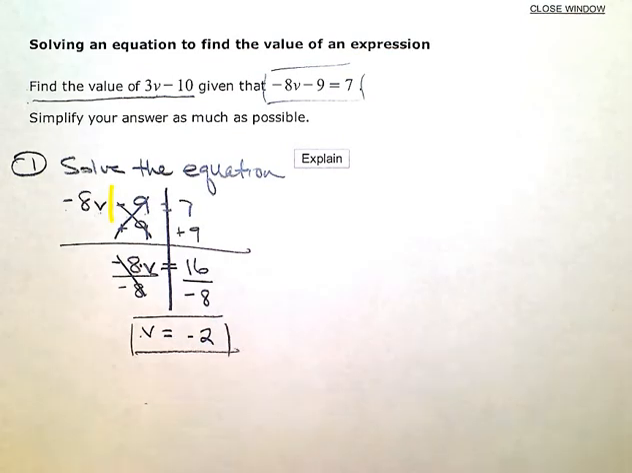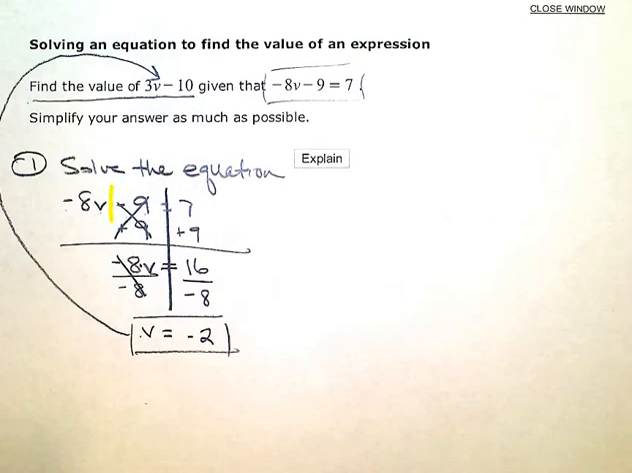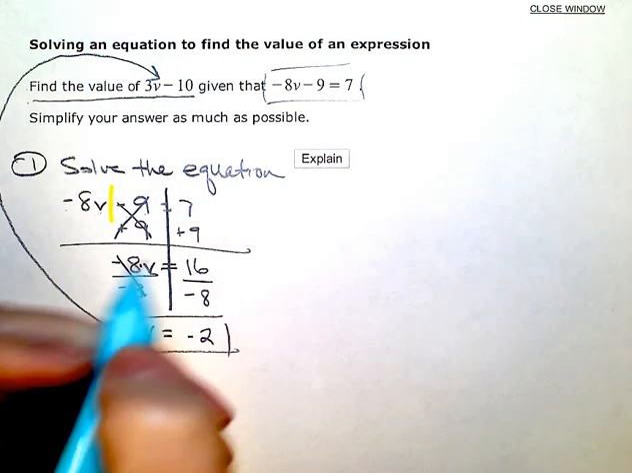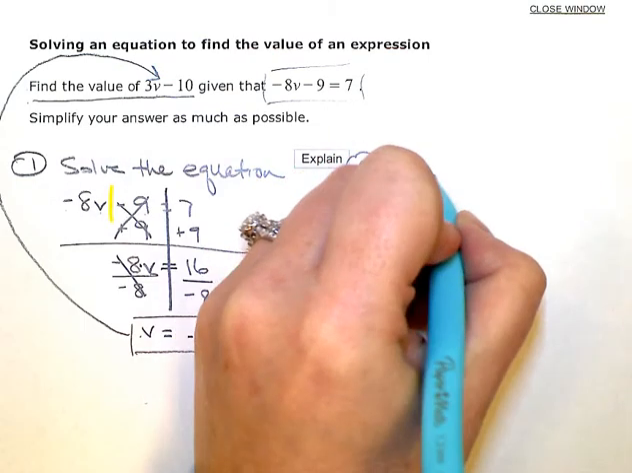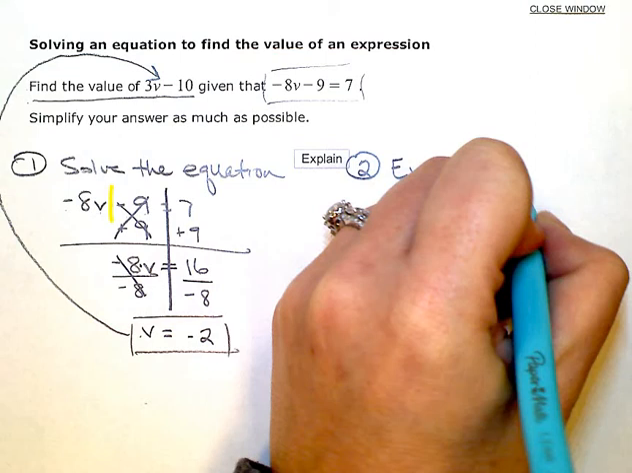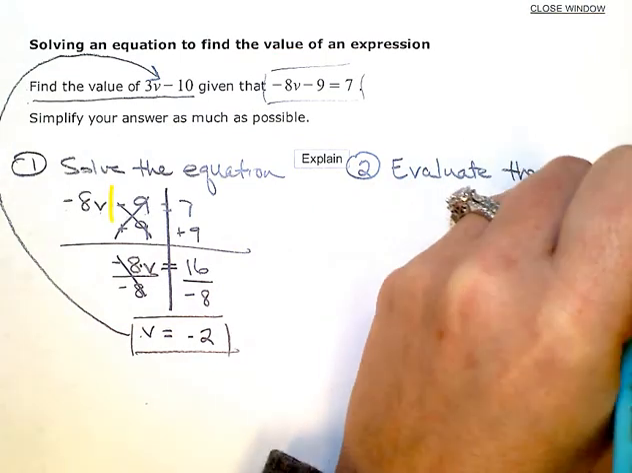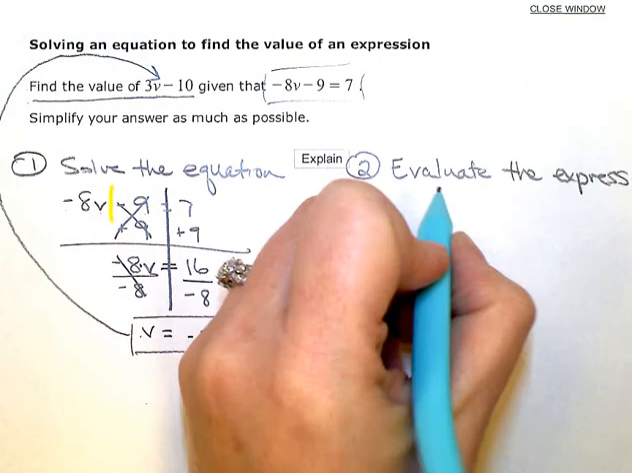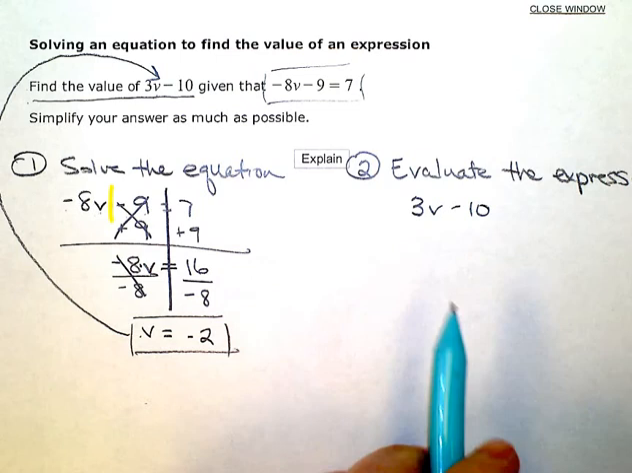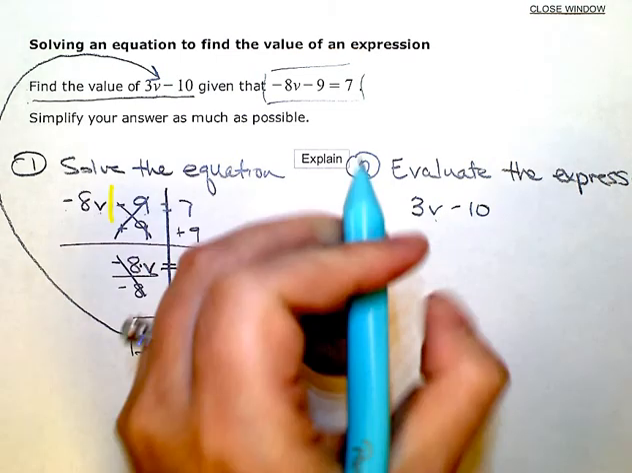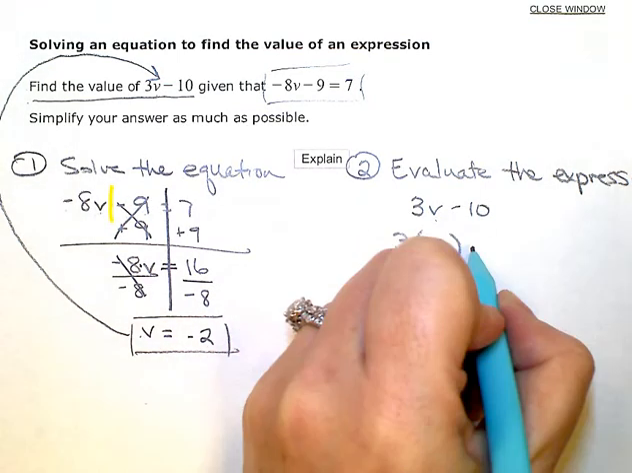Now I can take this, right, and plug it into my expression there. So step 2 is going to be evaluate the expression. Okay, so I have 3v minus 10. Okay, I'm going to take this negative 2, plug it in there, so 3, and then instead of v, I'm going to put negative 2, and then minus 10.